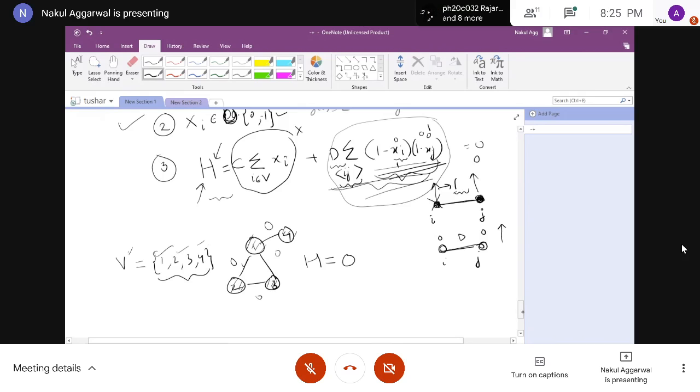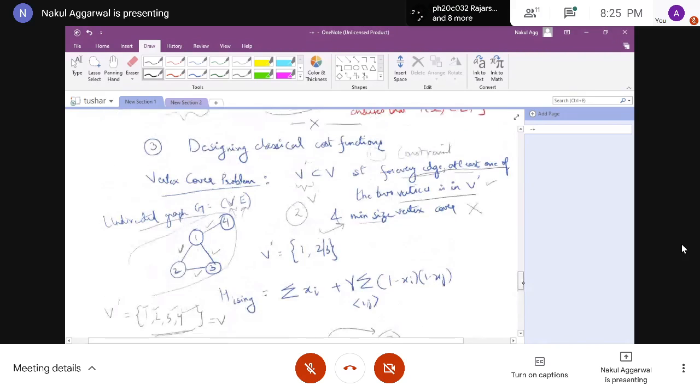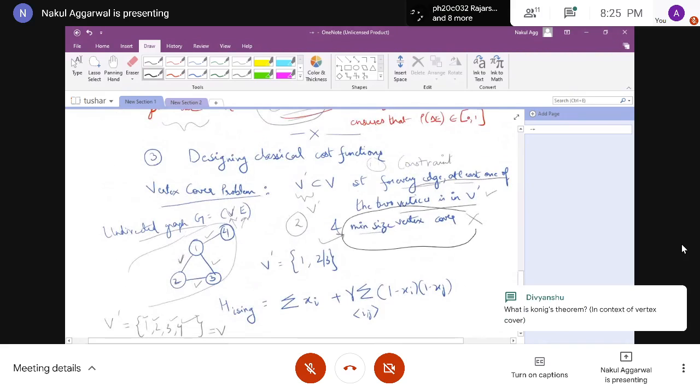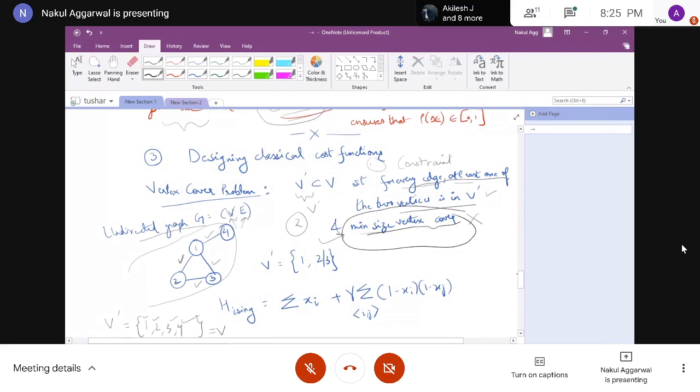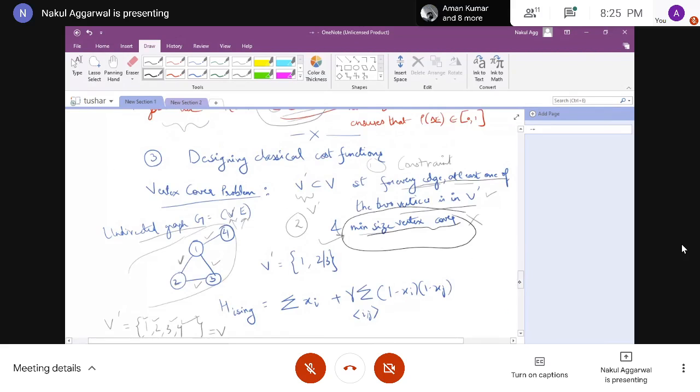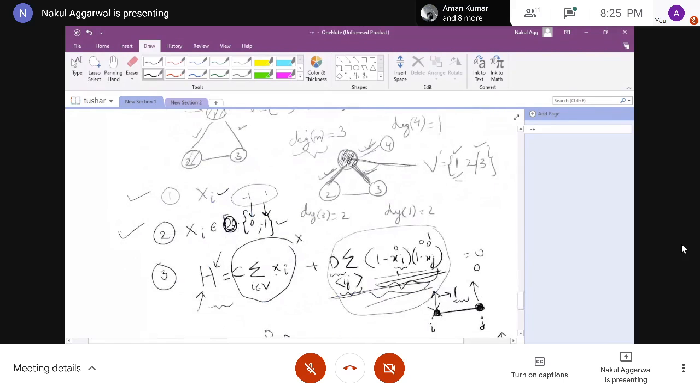That is why we need another term in the Hamiltonian, which will make sure of the second constraint: we need to have a minimum size vertex cover, which is ensured by the second term here. The summation is over all the nodes. If a node is colored, xi will be 1, so this increases the energy. If a node is not colored, this becomes 0, and as a result, there is no net contribution to the energy.